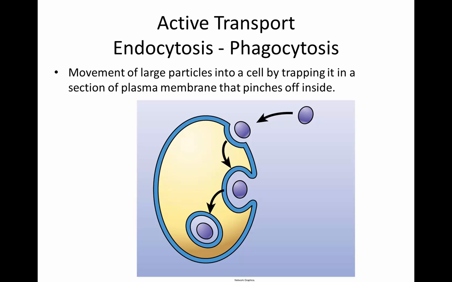Another type of active transport is endocytosis. Phagocytosis, a specific type of endocytosis, is the movement of large particles into a cell by trapping it in a section of plasma membrane and then pinching it off inside. This is what some of the white blood cells in your body do when they ingest a bacterial cell in a defense mechanism. Sometimes we refer to phagocytosis as cell eating.